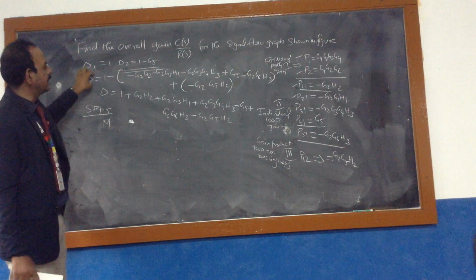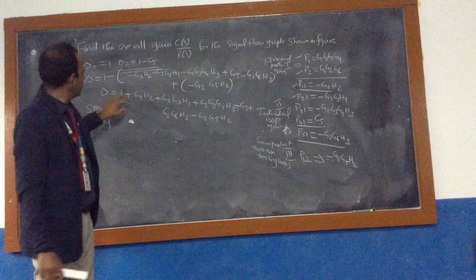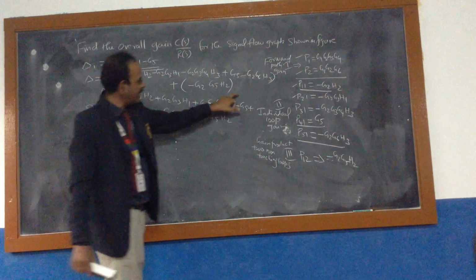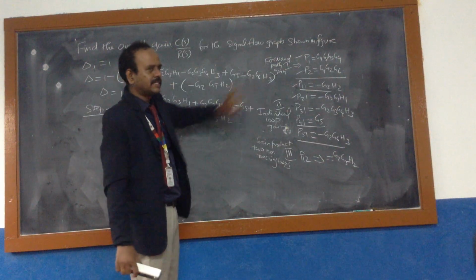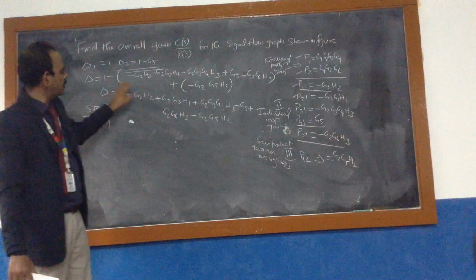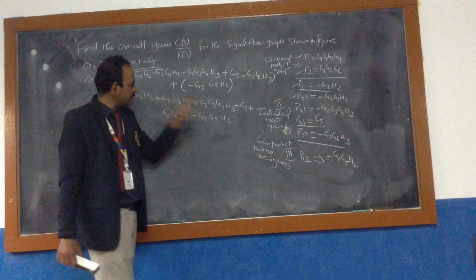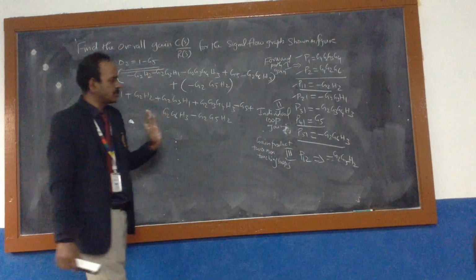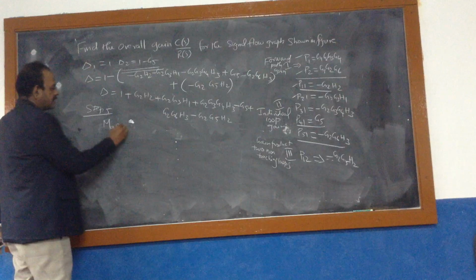Next del. Del is 1 minus the sum of individual loop gains, plus the sum of gain products of two non-touching loops, again minus the sum of gain products of three non-touching loops. It will come like this. Okay. So for del, we can substitute: the individual loops you already substituted here, and again the two non-touching loops you have substituted, G2 G5. Okay. So we got the del. And finally we have the Mason gain formula.